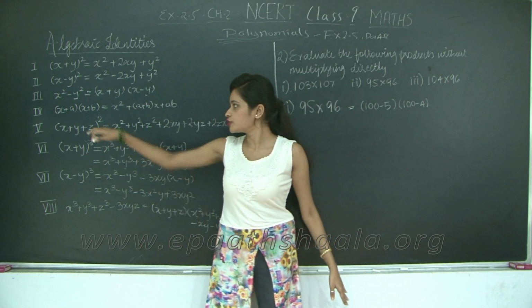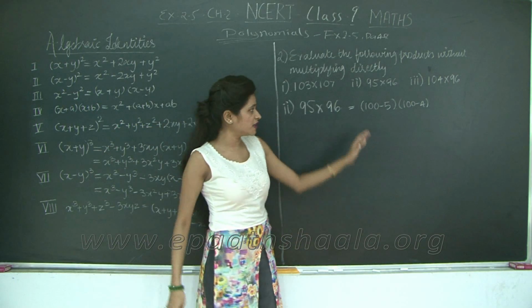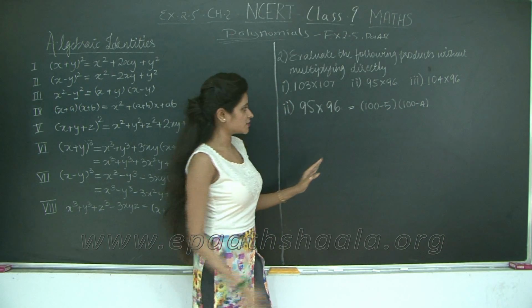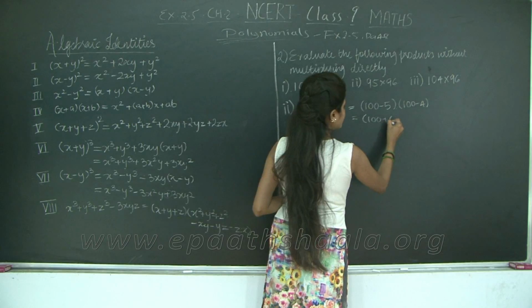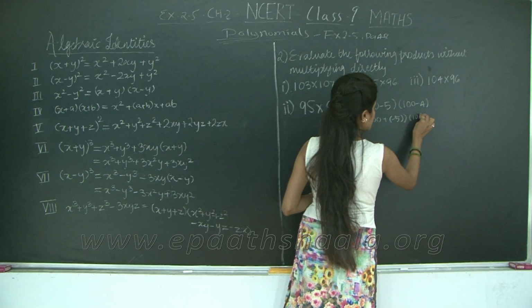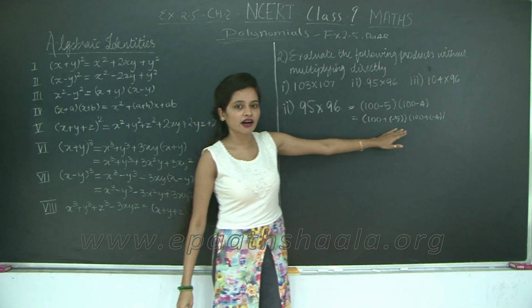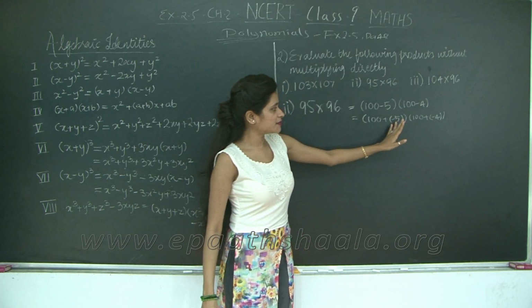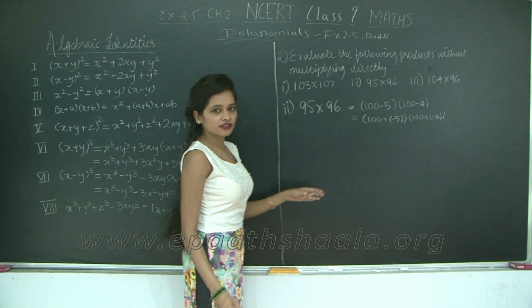Now this is similar to your identity number 4. However, our identity number 4 says x plus a into x plus b, whereas here you have x minus a and x minus b. So we can always rewrite this, right? This can be rewritten as 100 plus of minus 5, and this can be rewritten as 100 plus of minus 4. See, so now it is resembling our fourth identity, which is x plus a and x plus b. So our a is minus 5 and b is minus 4 and x is 100. So we are going to use a fourth identity to solve this question further.